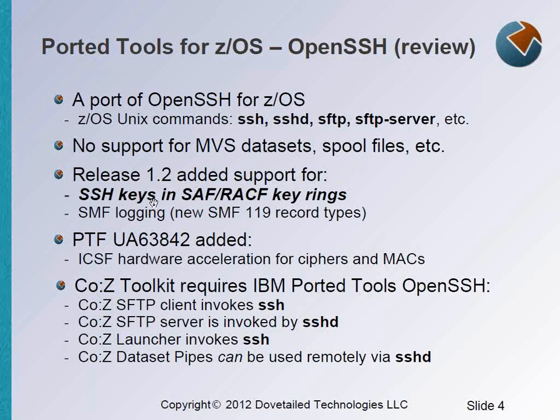This presentation today is mostly about this bullet under support that was added in Release 1.2. A couple of years ago in Release 1.2, IBM added support for putting your SSH key material in a certificate in a SAF or RACF key ring. We're going to show you how to use that and talk about some of the advantages of doing that. Okay, so this is mostly review from last time.